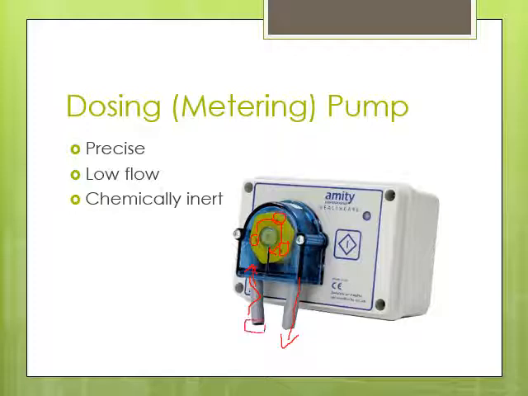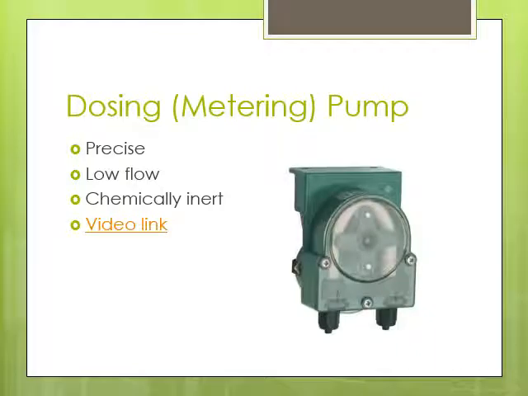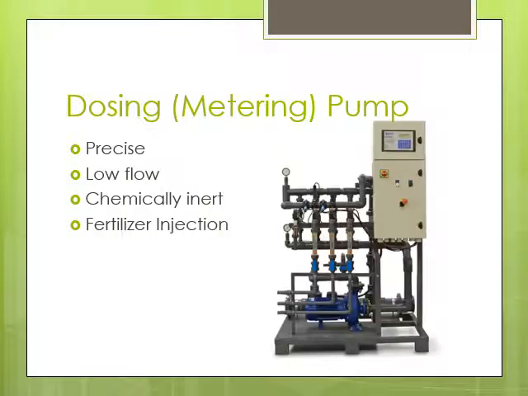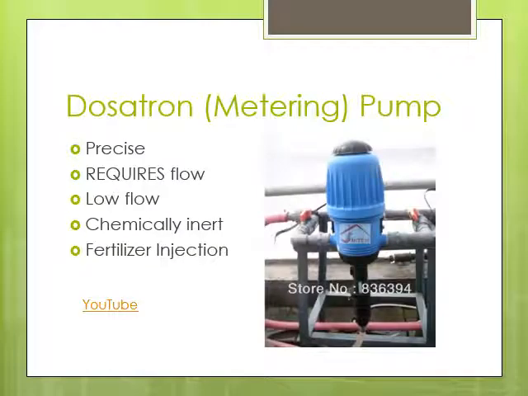This hose here can be made of silicone or something that is resistant to chemicals. So you can remove it to clean it or exchange it. So they're very good for dealing with interesting mixtures of chemicals. There's another picture of one and a link to help you understand how they work. Oftentimes they are put into fertilizer injection systems. So that's where you would see these. Dosatrons. All right, I have a video there for you to look at to help you understand how they work.